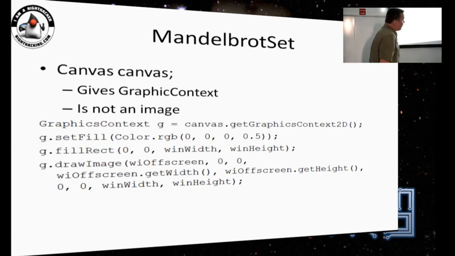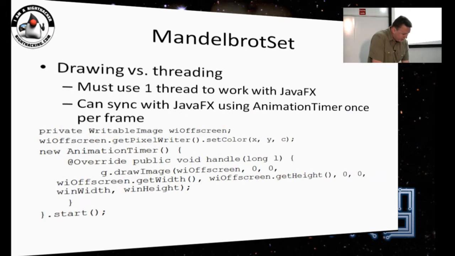So instead of directly drawing on the canvas, it was actually drawing on a writable image. So we have a writable image called off-screen, and it provides a pixel writer, and the pixel writer allows you to set the color for each particular pixel. So when the lambda is working, when it is rendering a pixel, each of the workers has an instance of the pixel writer, and the pixel writer allows them to set colors on the off-screen image.